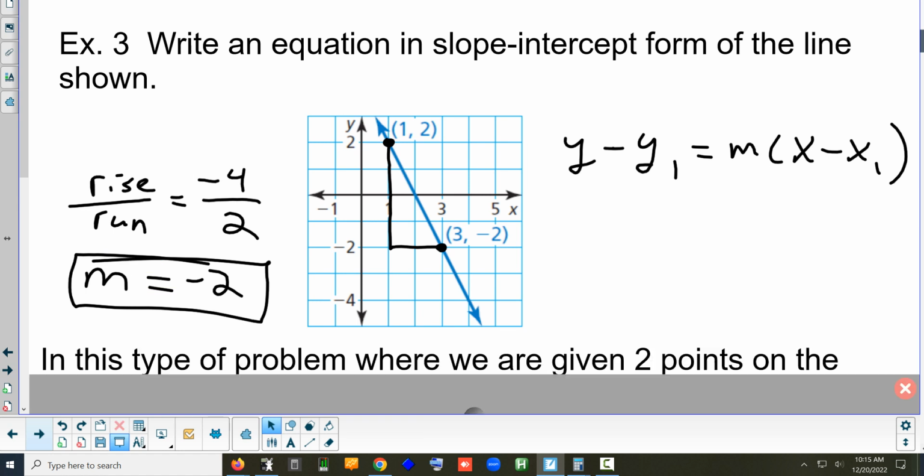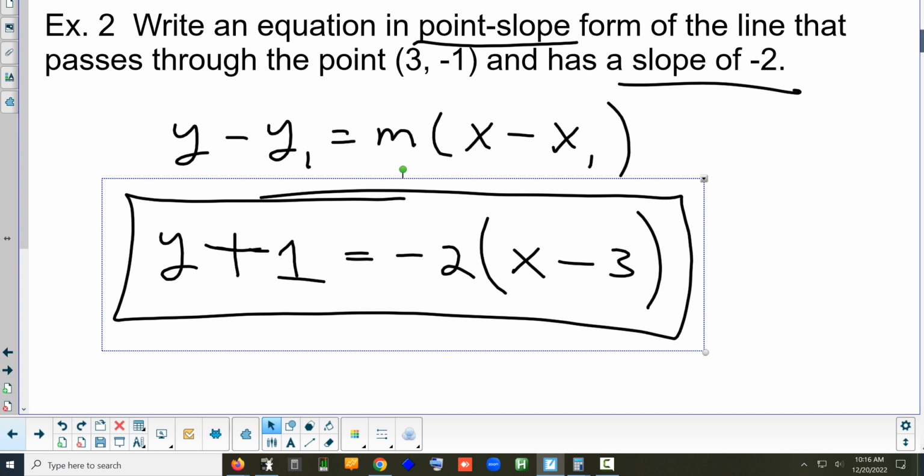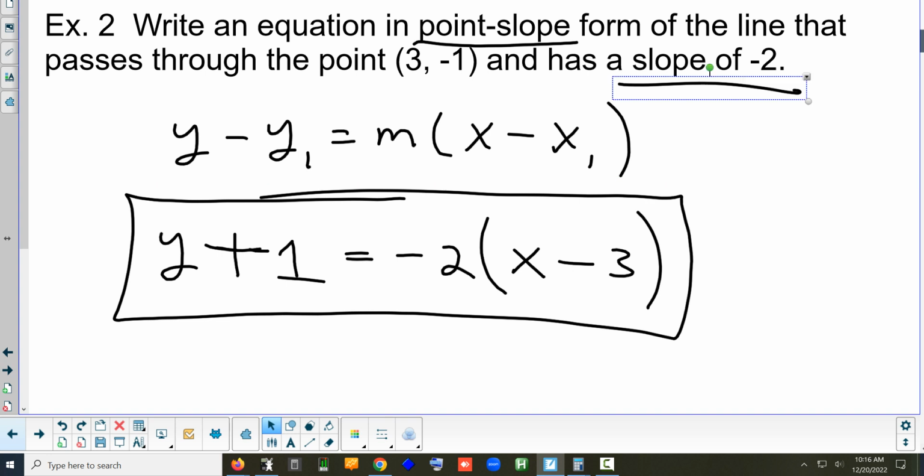So for our point, which point do you want to use? Do you want to use the 1, 2 or 3, negative 2? Yep. 1, 2. So then we're going to forget about the 3, negative 2. We don't need it for this problem. We needed it to get the slope. But now we're done with it. So here's my point, 1, 2. Here's my slope, negative 2. It's exactly like this problem. Here's your point. Here's your slope.